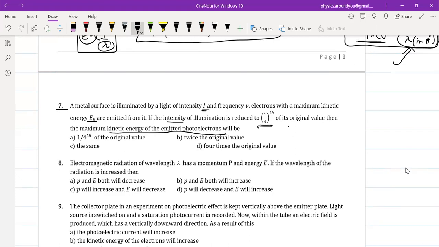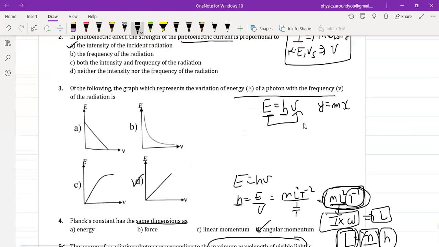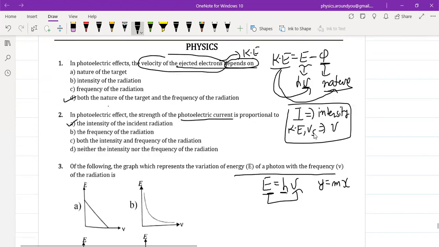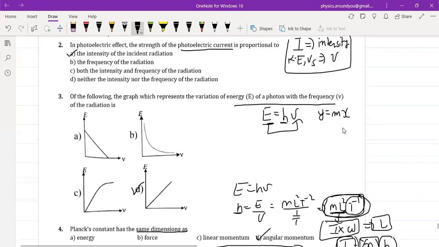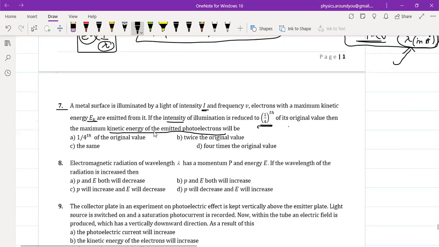Quick recap of this video only. You have a look at this. Kinetic energy and stopping potential depend only on the frequency. In this question, only intensity is being changed. Frequency is kept constant. So the kinetic energy of the electrons will not change. Therefore, it will still be the same.